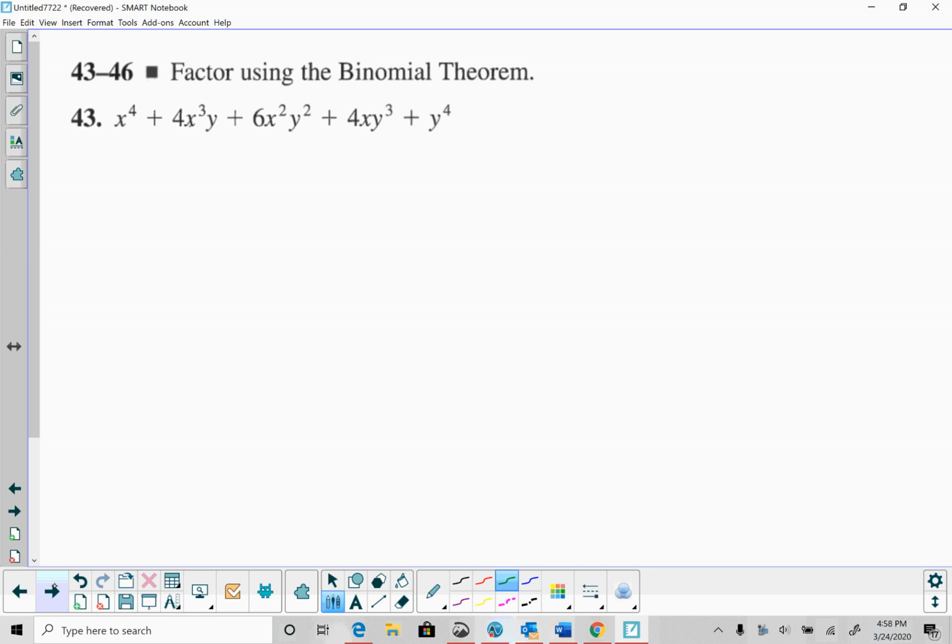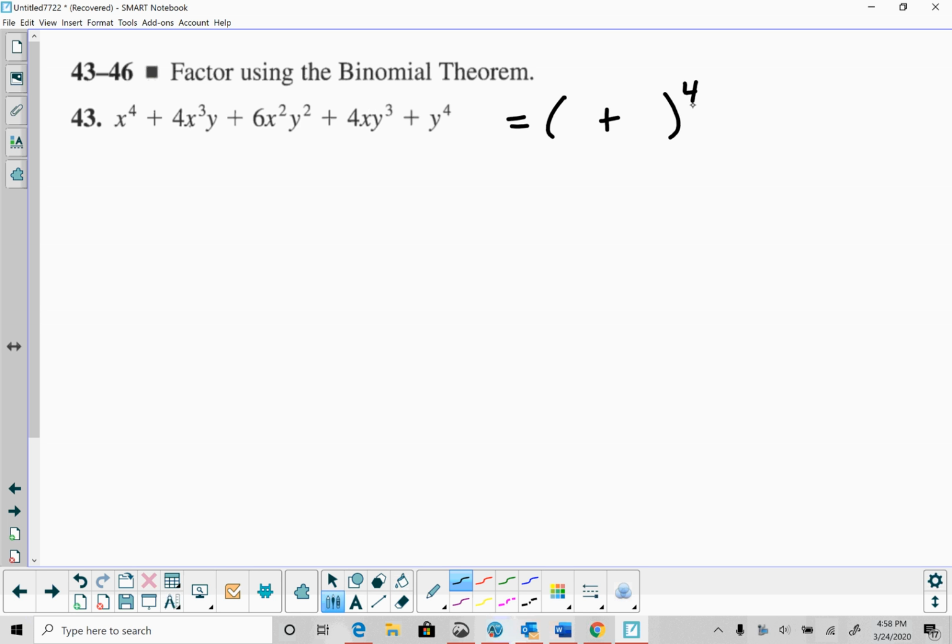43, we're supposed to now go backwards. Rather than being given just the simple binomial and asked to expand it, now we're going to use the binomial theorem and shrink it back down. So again, we know in the end our answer is going to be a binomial. A couple of important, very simple details right off the bat: the sign of every single term is positive, so that's going to use addition. First term is x to the fourth, last term is y to the fourth, so this must be the fourth power.